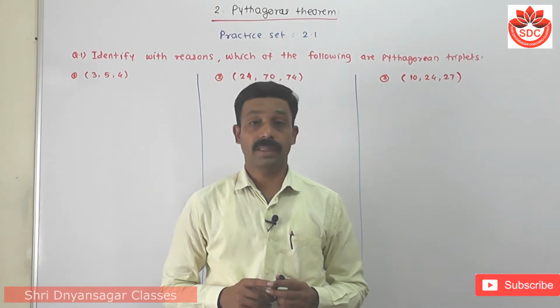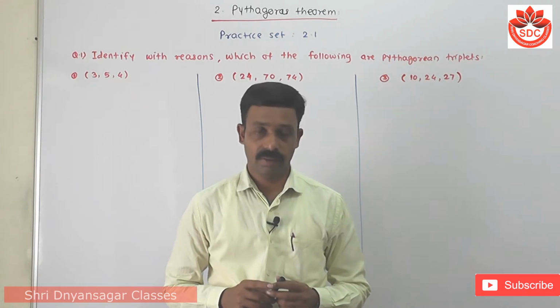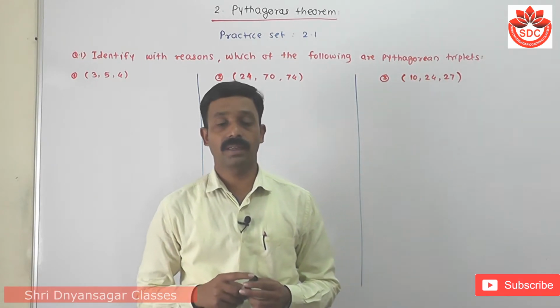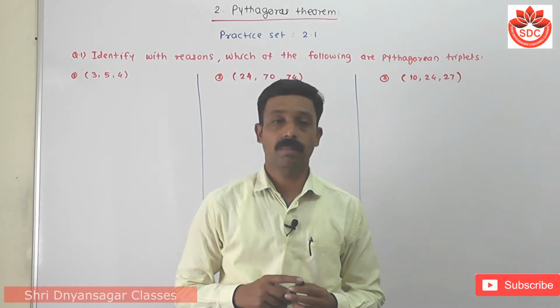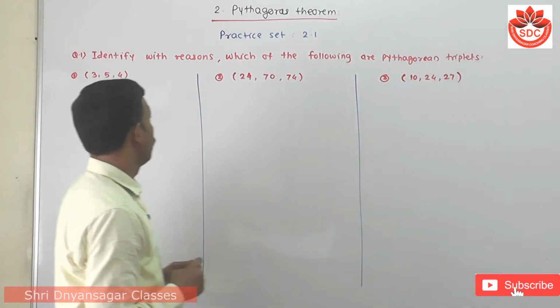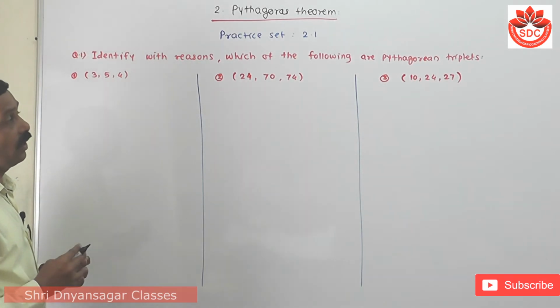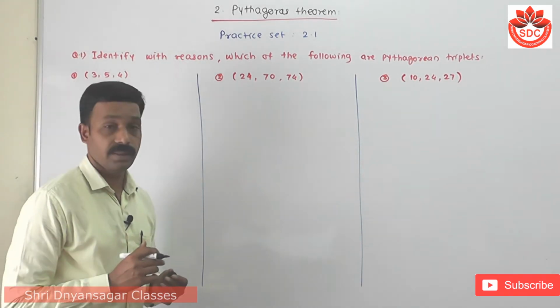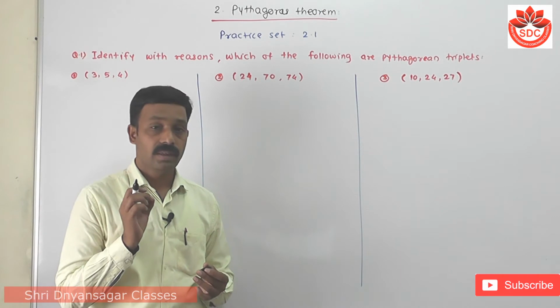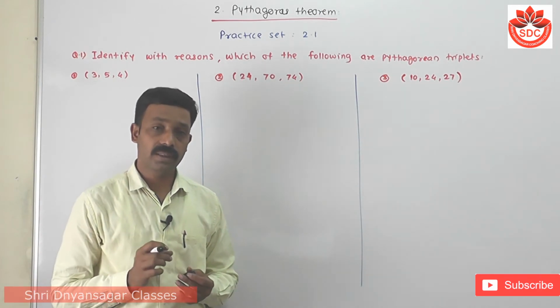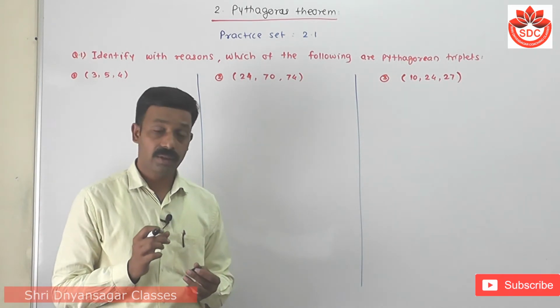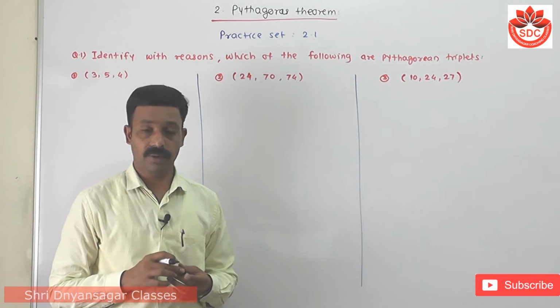Today we take practice set 2.1. Now the first question of practice set 2.1 of the chapter Pythagoras theorem: identify with reasons which of the following are Pythagorean triplets. Students, there are 6 sub-questions. Out of these 6, I have taken only 3 here. You have to solve the remaining 3 at home.